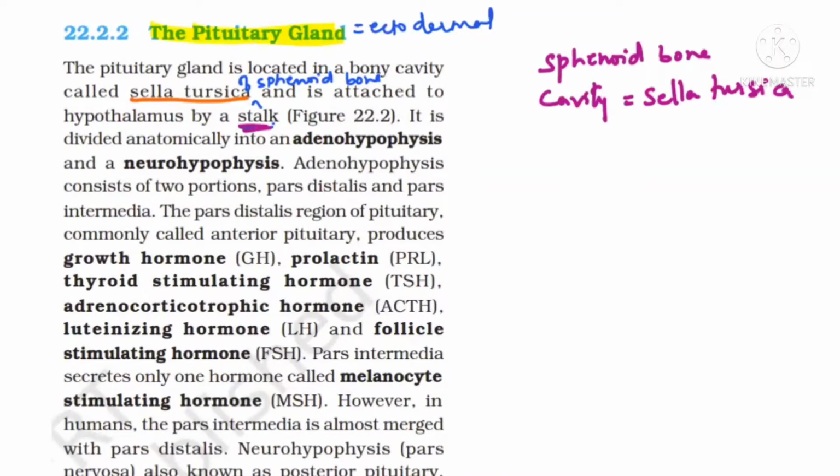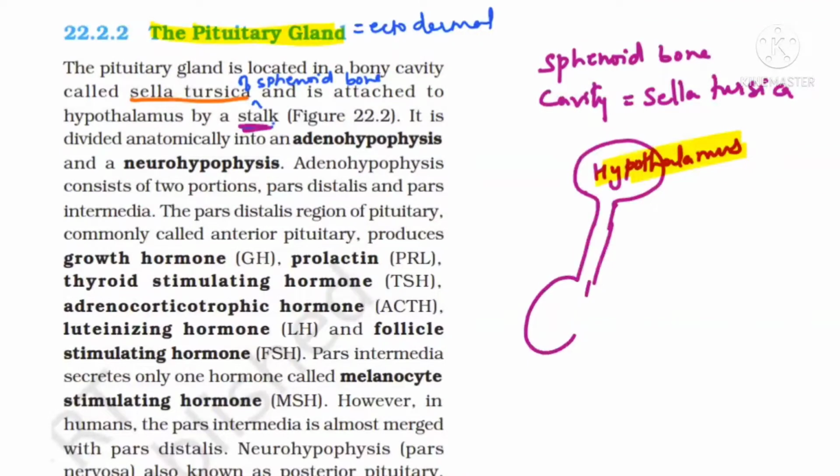So just imagine, try to understand. Let us assume this is hypothalamus and this is the stalk, okay? So this is hypothalamus, I'm drawing it. Clear, beta? And through the stalk, it is connected to the pituitary. So this is the pituitary gland, which is anatomically divided into two lobes. Okay, so this is stalk.